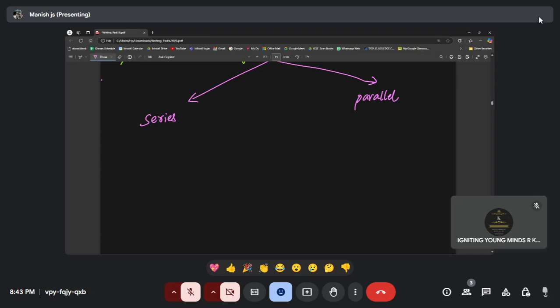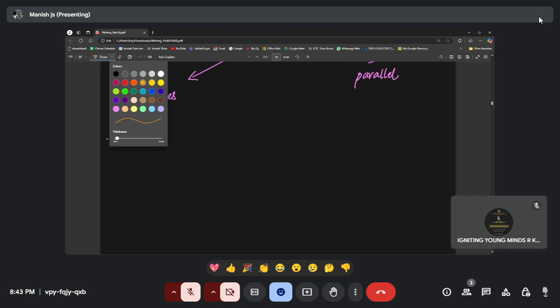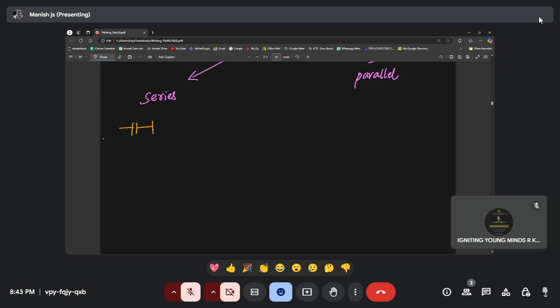You can also take the example of a staircase. The stairs in a staircase are an example. The way it is connected is a parallel combination. So like that, you can try to understand what is parallel and what is series. In series combination, it is connected one after the other like a train and all the compartments. So the connection goes like this. This type of connection is called series connection.